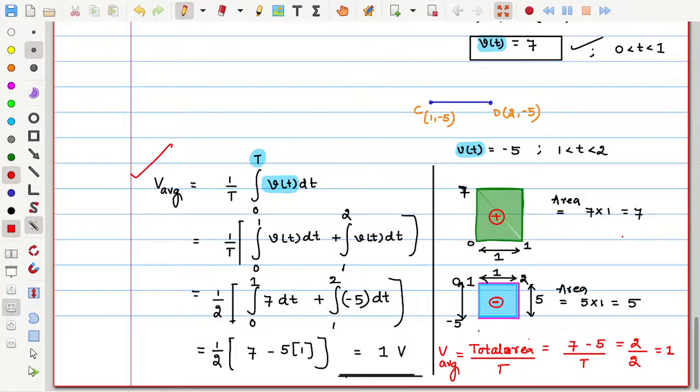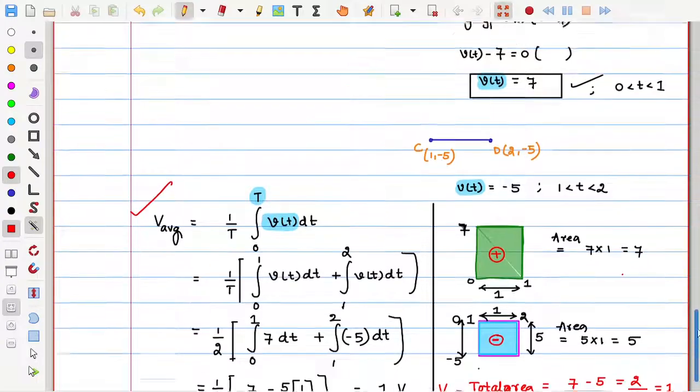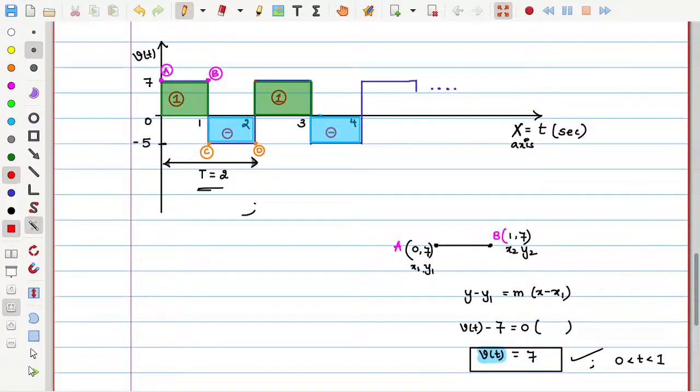So usually I prefer this kind of method instead of just finding the area. But in competitive exams, if it is a simple wave shape like this, you can directly go with the area method. You need not do integration and all those things. Directly find how much this area is and how much this area is. Because this is positive and this is negative, you subtract, divide by the entire period, and you will get the average value.